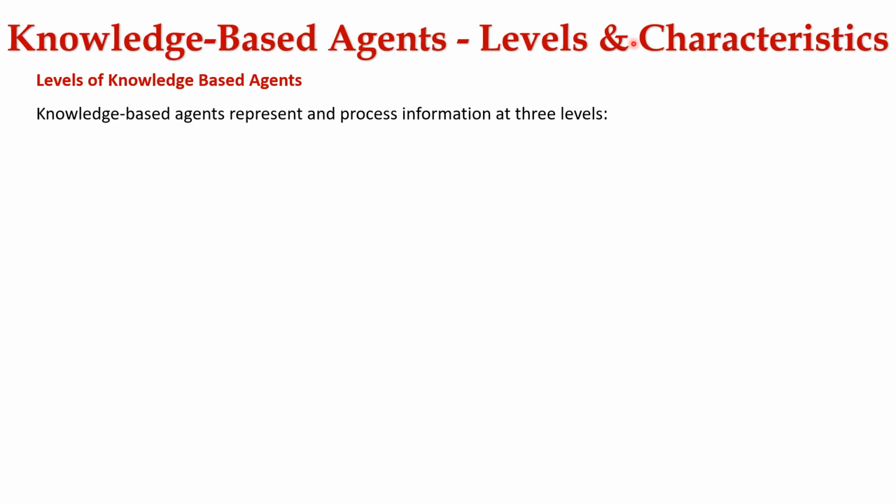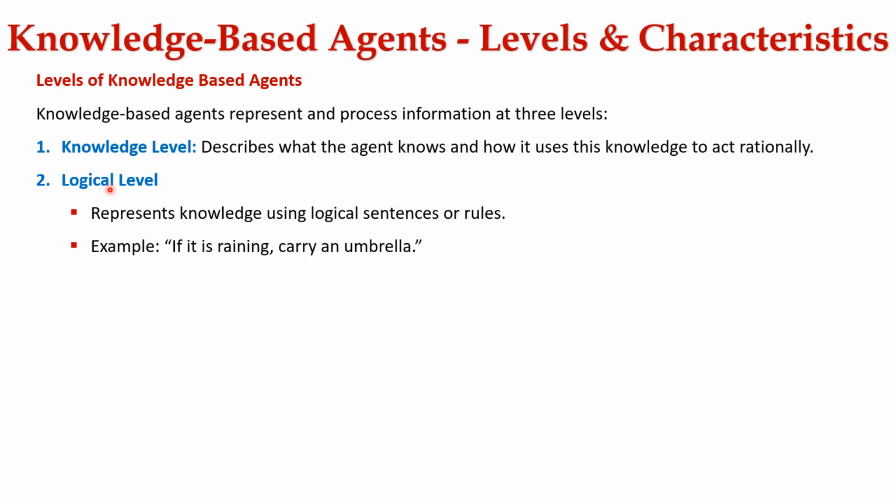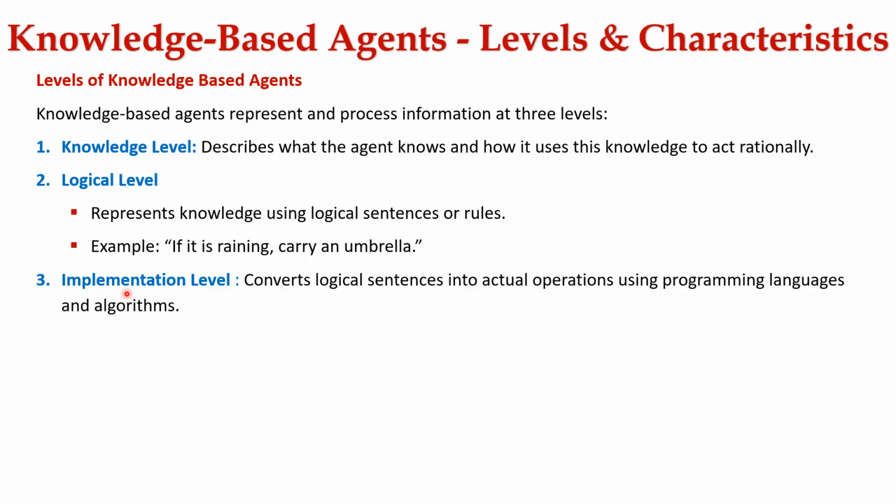Now let's learn about levels and characteristics of knowledge-based agents. There are 3 levels of knowledge-based agents. First comes knowledge level. It describes what the agent knows and how it uses this knowledge to act rationally. Second one is logical level. It represents knowledge using logical sentences or rules. For example, if it is raining, carry an umbrella. Next is implementation level. Here, it converts a logical sentence into actual operations using programming languages and algorithms.